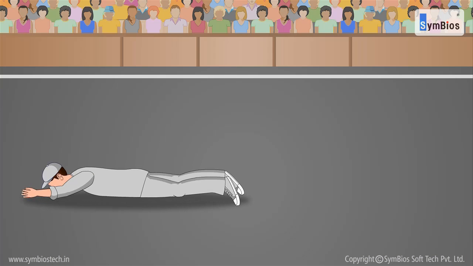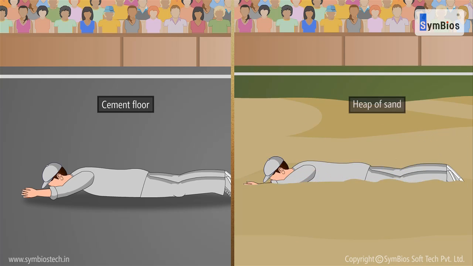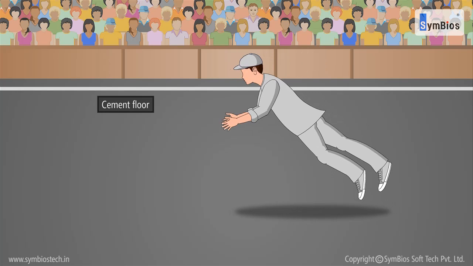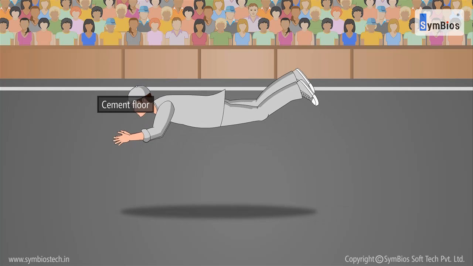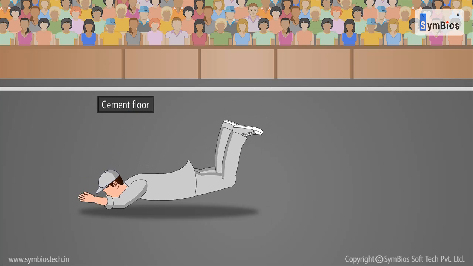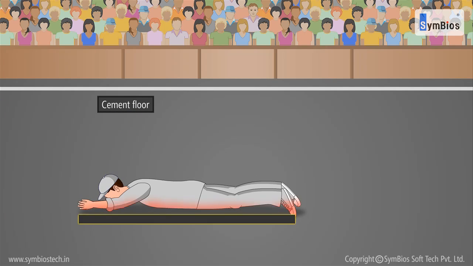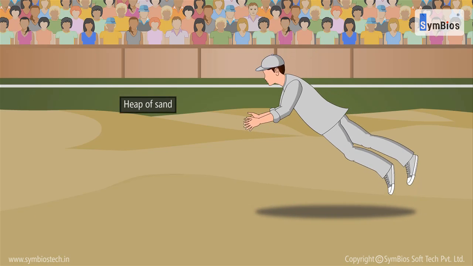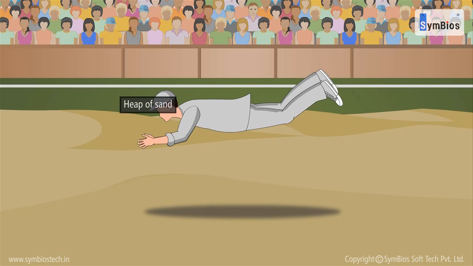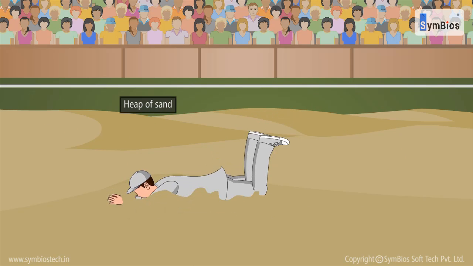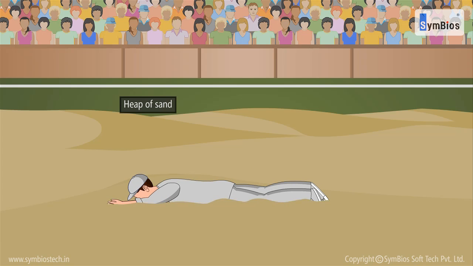A person falling on a cemented floor gets injured, but a person falling on a heap of sand is not injured. When a person falls on the cemented floor, the rate of change of momentum is very large as the person is abruptly stopped. Hence, the person gets injured. On the other hand, when a person falls on a heap of sand, it yields under the weight of the person. As a result, the person comes to rest in a longer period of time and does not get injured.